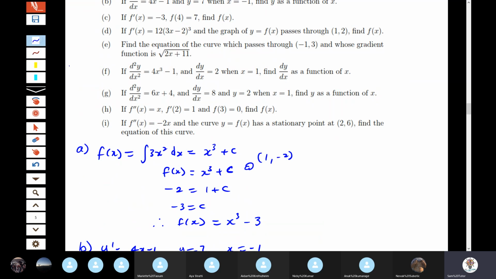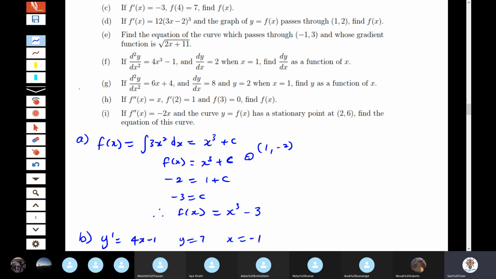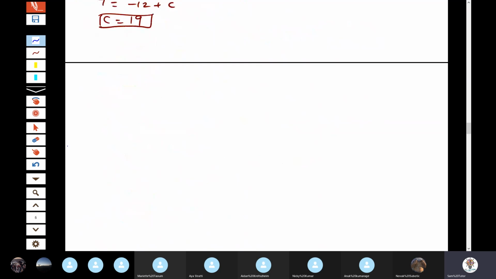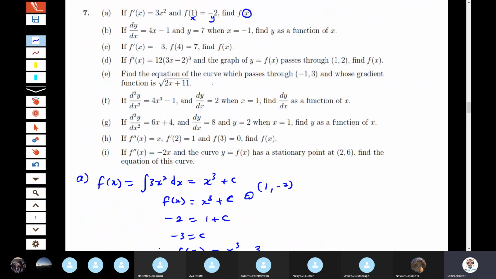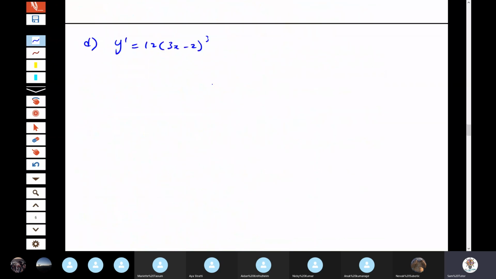Hold on. Y dash equals 12 times 3x minus 2 cubed. And the graph of y passes through 1, 2. Okay, so we know 1, 2. All right. 1, 2. All right, Joey, you ready?